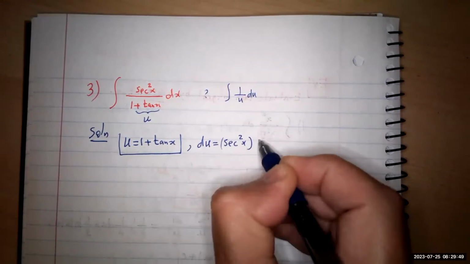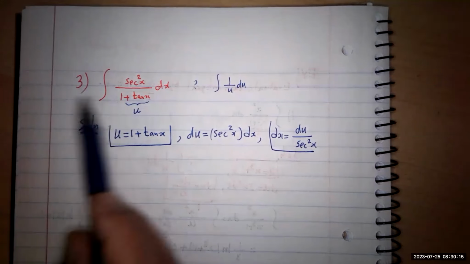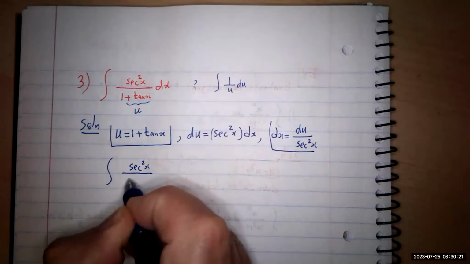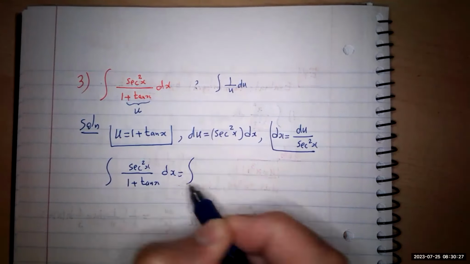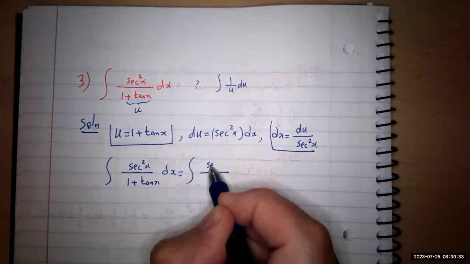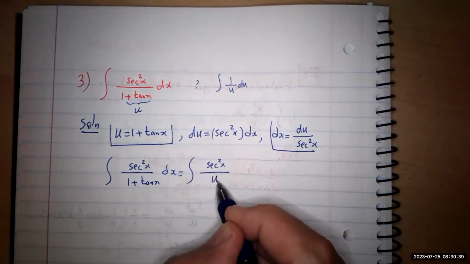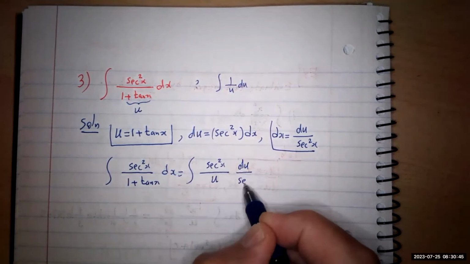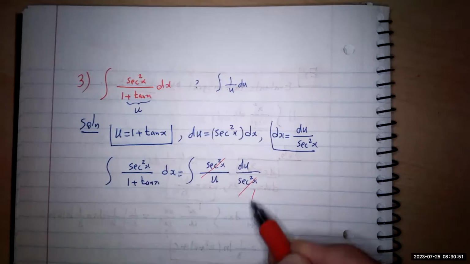Go back, substitute, and show that you get 1/u. Going back, originally we did have secant square of x over 1 plus tan x, dx. Now we substitute. We don't have anything to substitute for the secant square. Don't worry, it would be canceled out. But the bottom one is the one that you call u. The dx is du over secant square of x. Now, as you can see, secant square and secant square would be out. It's going to be 1/u.